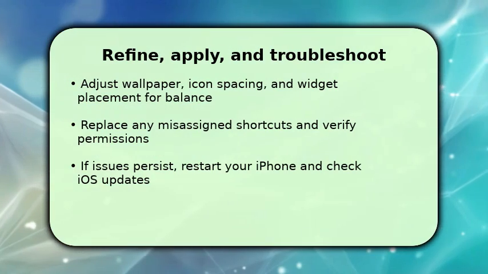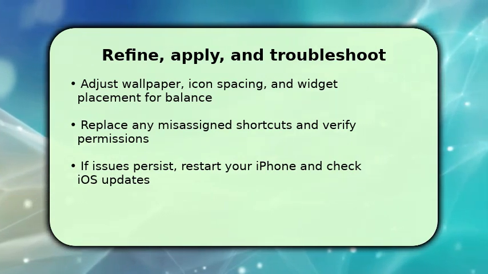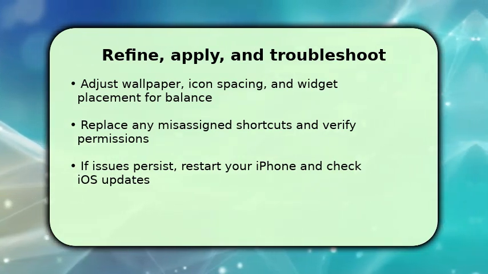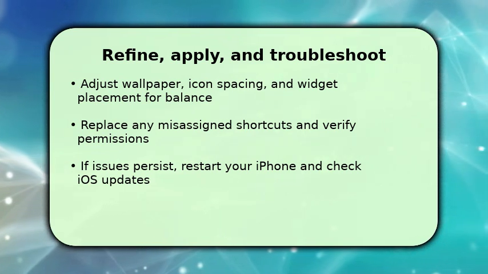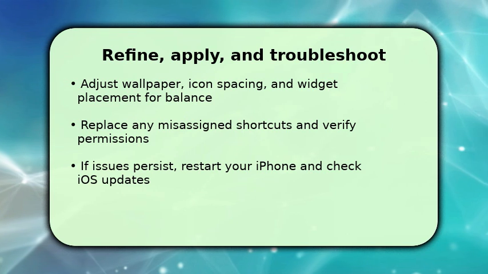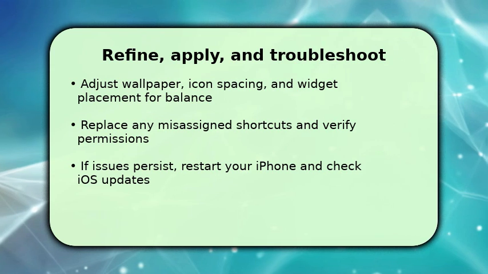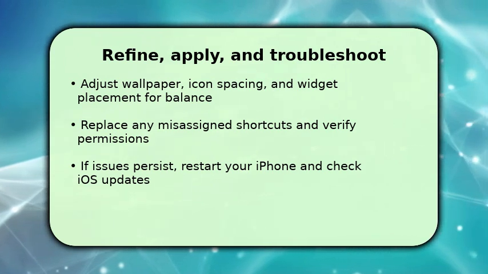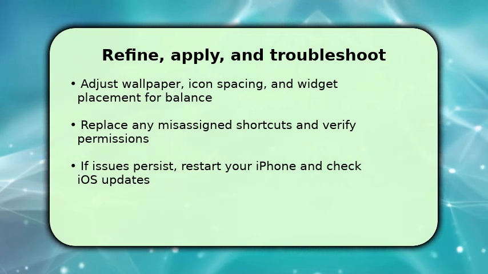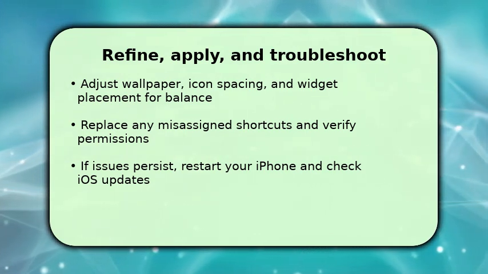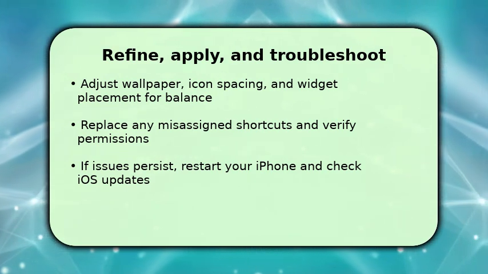Finish by refining layout and applying a matching wallpaper so colors and contrast work together. Once applied, walk through the home screen to verify each shortcut and widget behaves correctly. If a shortcut misfires, edit its action or reassign the app. Make sure to grant any required permissions to widget apps. If something breaks, restart your iPhone and check for iOS updates. This often resolves launch failures. If problems continue, revert to your backup screenshot to restore the previous layout.